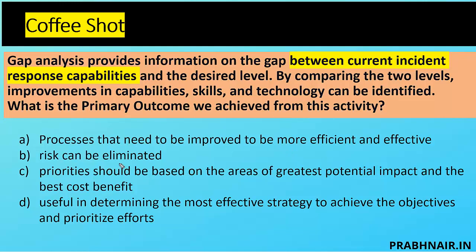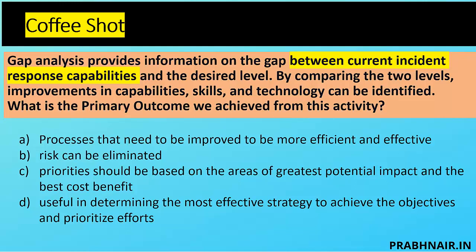That is not possible. You can use gap assessment to identify the gap, but it's not something that helps you reduce the risk to zero. Option C, prioritize should be based on the area of greatest potential impact and best cost benefit. That is also true. And D is useful in determining the most effective strategy to achieve the objectives and prioritize the effort. So if you see the options, you get confused between A and D. See, processes that need to be improved, be more efficient and effective, makes sense.